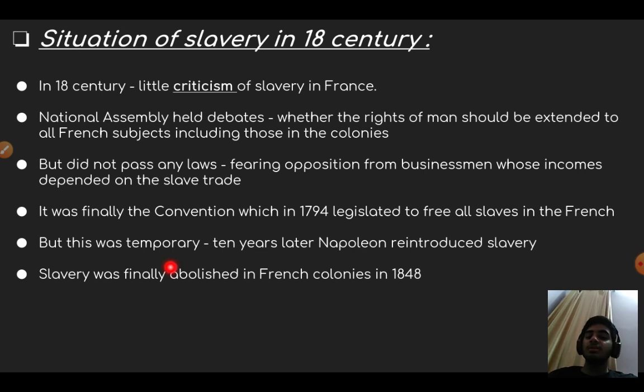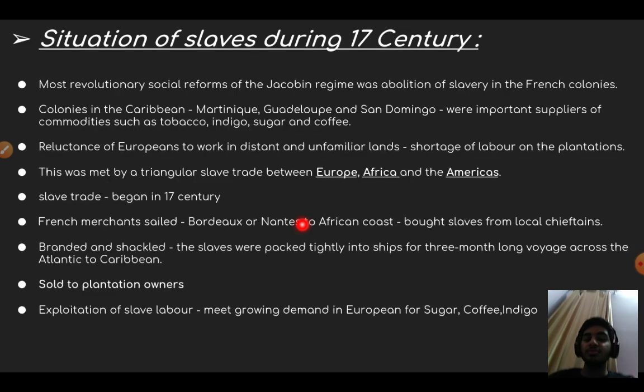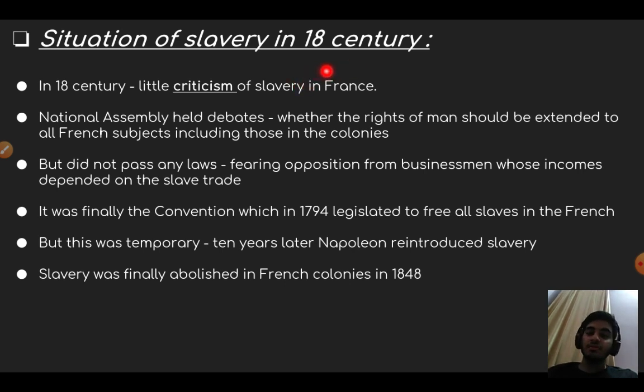Now, we have discussed the situation of slaves in the 17th century. Now we come to the 18th century. What was the situation of slaves in the 18th century? In the 18th century, there was little criticism of slavery in France. When people saw the situation of the slaves, there was a little criticism against the government that this is not good, but not much.